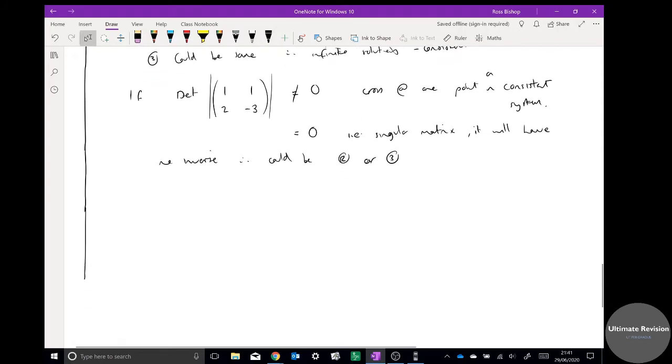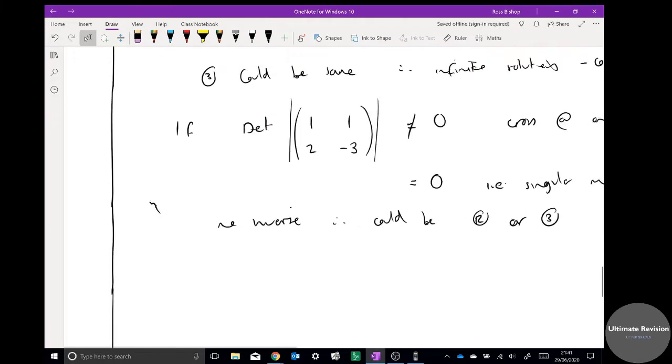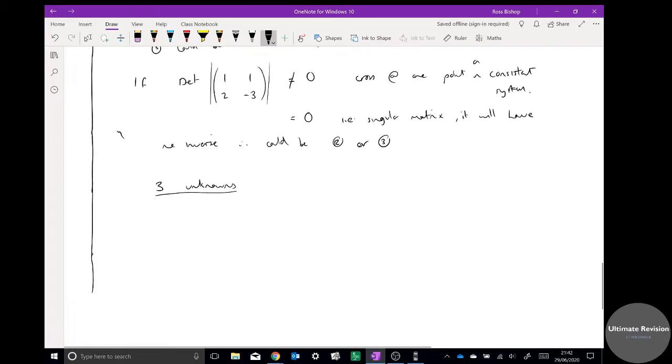Right, we're going to look at the three unknowns case now. So three unknowns, types of solution, similar to what we just looked at. So if you've got something like, I don't know, anything like ax plus by plus cz equals d, okay? Now, this is not a straight line anymore. We're going to do more on this when we do the vectors chapter later on.